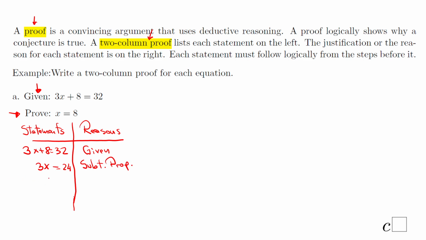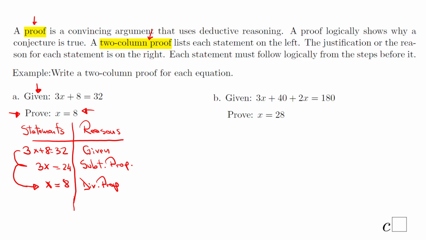Now I need to do one more step to solve for x, which is divide by 3, right? 3x divided by 3 is x. And 24 divided by 3 is 8. And you notice this statement here, it's exactly what we need to prove. Okay, and what was the step we did? It was division. Division property of the equality. So again, do you see this deductive reasoning? Every single statement follows another statement. Logical connection between every single statement, and on the right side you see the reason.